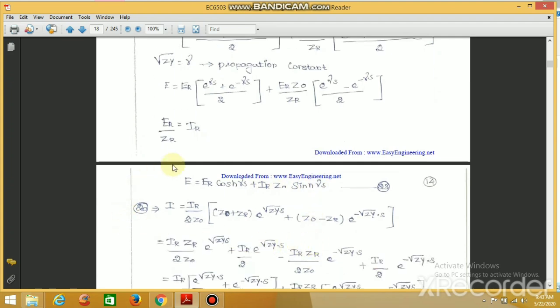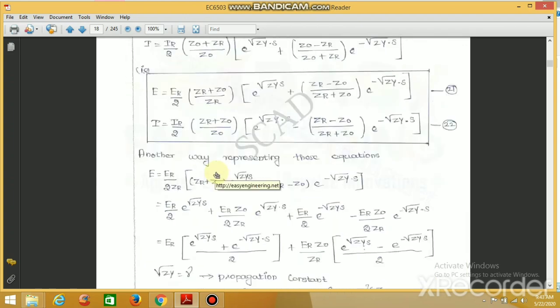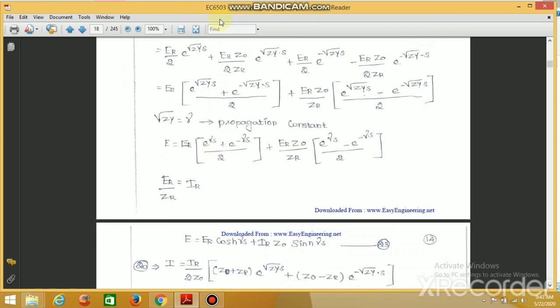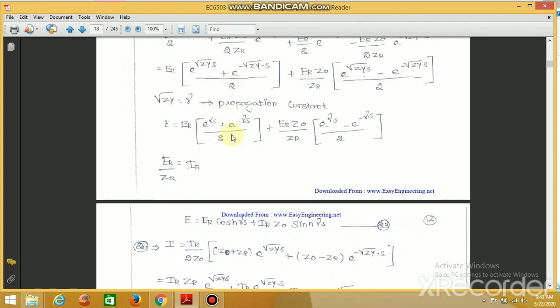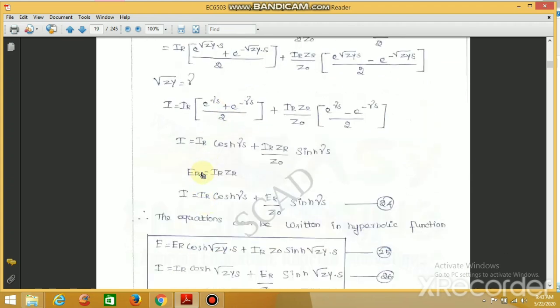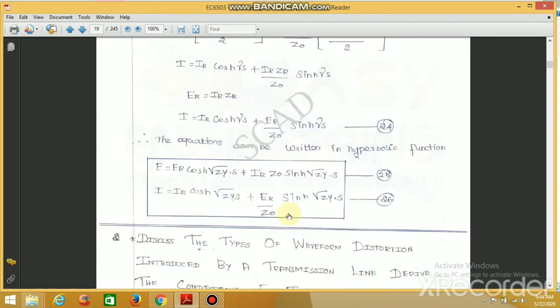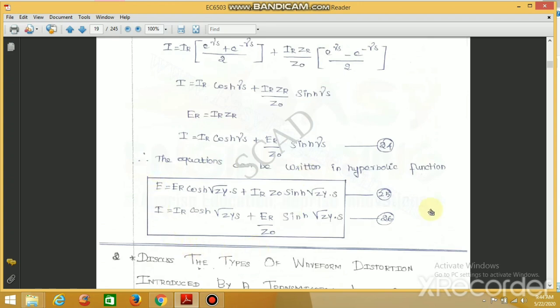So it is necessary to write up to equations 21 and 22. If someone asks about the hyperbolic function, you will be able to write this. Otherwise it is enough if you stop at equations 21 and 22. So you have calculated E is equal to ER cosh gamma S plus IR Z0 sinh gamma S. Similarly, I can be calculated as I is equal to IR cosh gamma S plus ER by Z0 sinh gamma S. So equations 23 and 24 are rewritten as equations 25 and 26. With equations 25 and 26, the general solution for the transmission line is over.